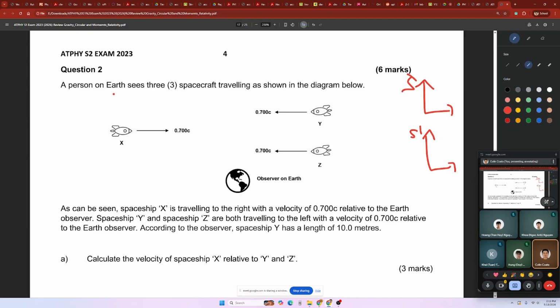Okay, so as we read through this, there are three spaceships. We can see that X is traveling to the right, so we know the velocity of X, and we can see that Y and Z are both traveling to the left with the same velocity, but to the left. And all of this is relative to the observer on Earth.